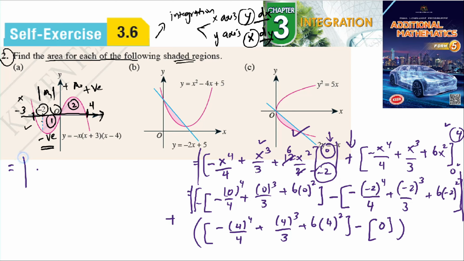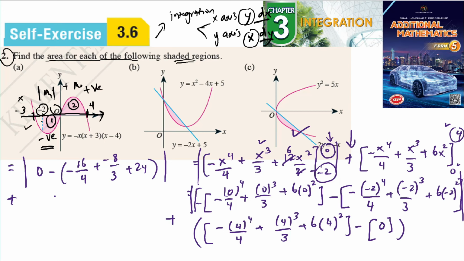This is modulus. So 0 minus, -2 to the power of 4, you get positive 16 over 4 plus -2 to the power of 3, you get -8 over 3, and 6 times -2 squared is 4, 6 times 4 is 24. Now you close this modulus, and then you have plus here.